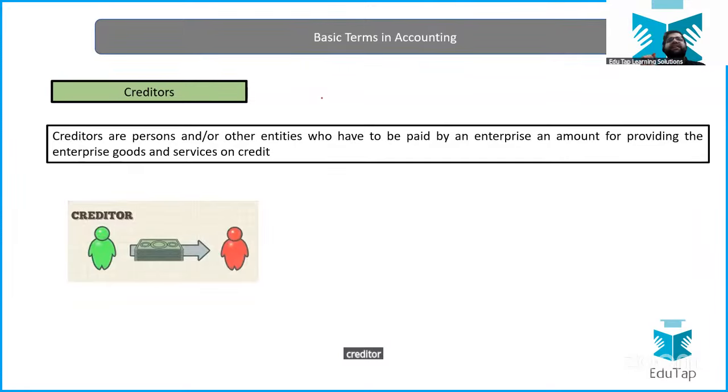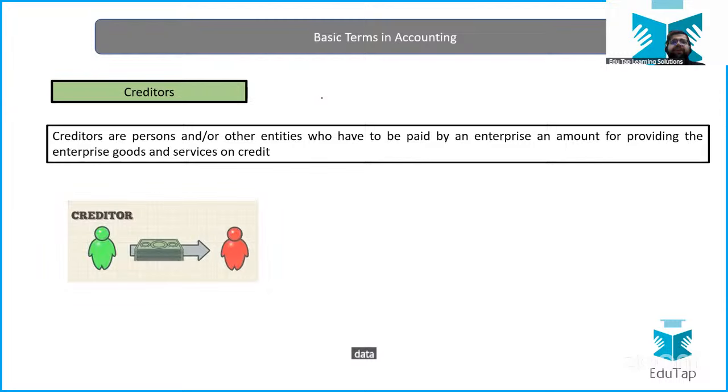Creditor, I have already explained to you. Tell me, is a creditor an asset or a liability? Definitely it's a liability. Which kind of liability? Current liability. Right? It's a current liability which I have to pay. And the opposite of creditor is what? The opposite of creditor is your debtor.